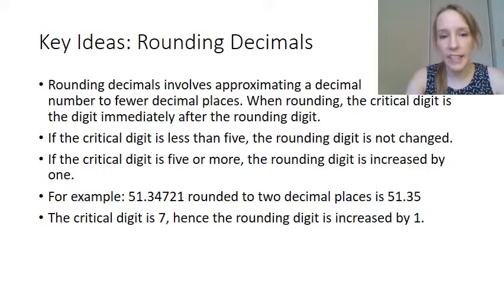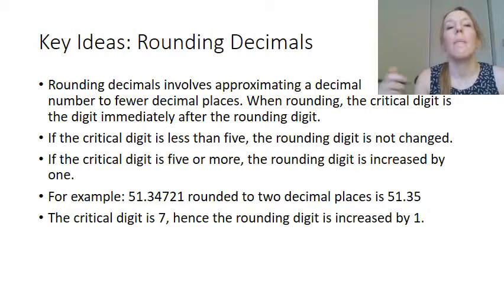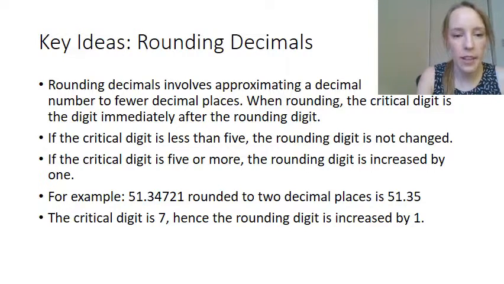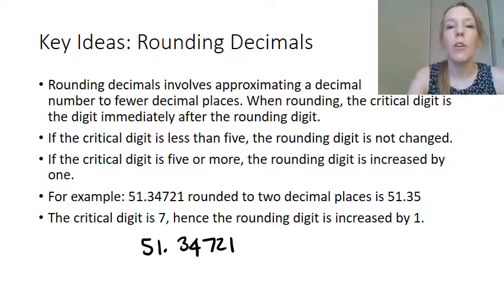With rounding decimals, what we do involves approximating a decimal number to fewer decimal places. So rather than writing out 8 decimal places, we'll only put it to 2. When rounding, the critical digit is the digit immediately after the rounding digit. So what do we mean by the critical digit? If you had a number like the one they've given us here, 51.34721, and you were going to round that to 2 decimal places, then the critical digit is immediately after the rounding digit.